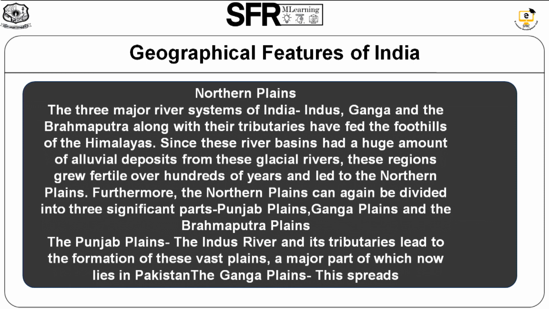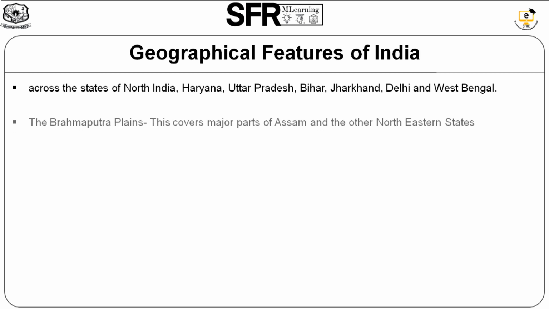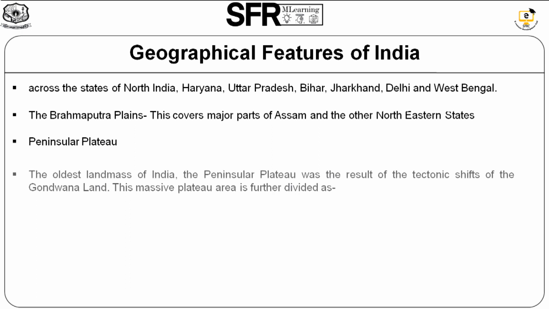The Indus river and its tributaries led to the formation of these vast plains, a major part of which now lies in Pakistan. The second one is the Ganga plains. This spreads across the states of North India: Haryana, Uttar Pradesh, Bihar, Jharkhand, Delhi and West Bengal. The third one is the Brahmaputra plains, and this covers major parts of Assam and the northeastern states.